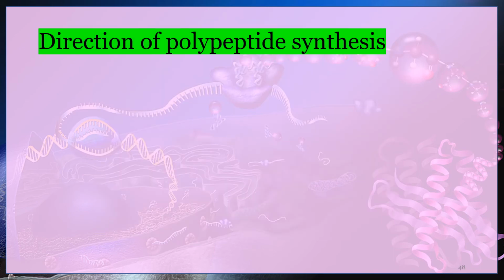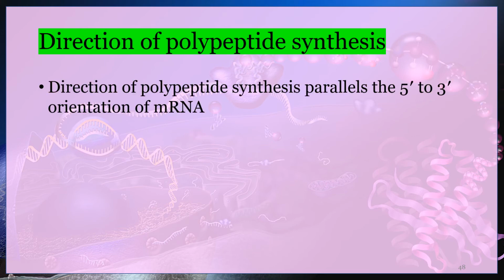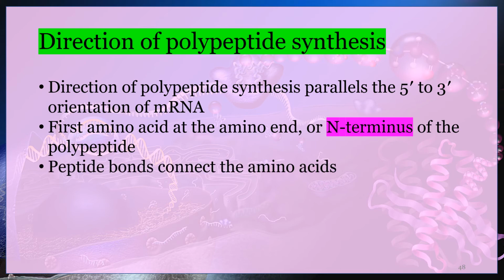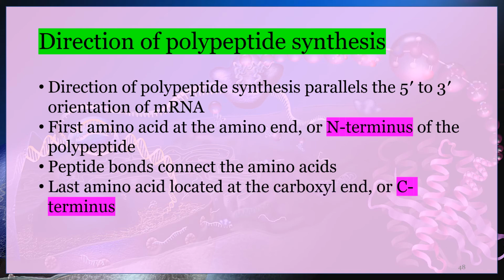Okay, so now we have direction of polypeptide synthesis. The direction of polypeptide synthesis parallels the 5' to 3' orientation of messenger RNA. First, the amino acid at the amino end or the N-terminus of the polypeptide. The peptide bond then connects the amino acids. And lastly, the amino acid located at the carboxyl end or C-terminus.